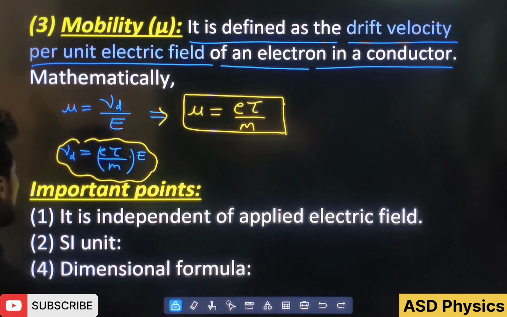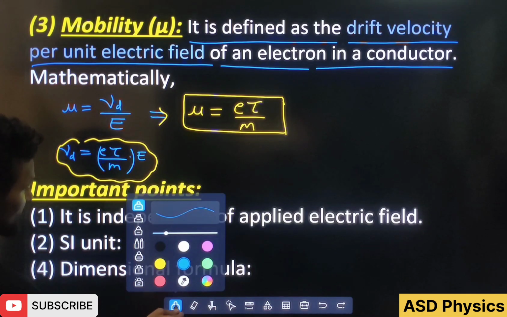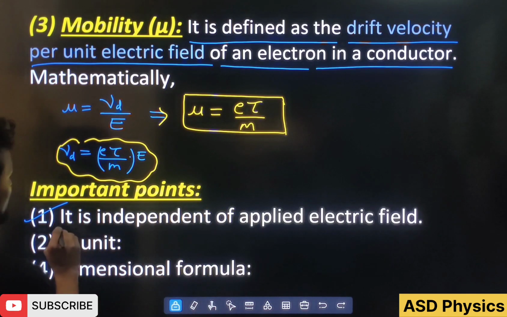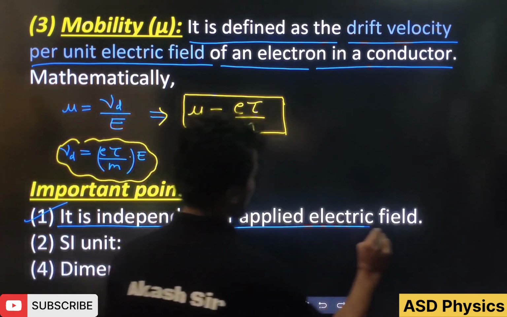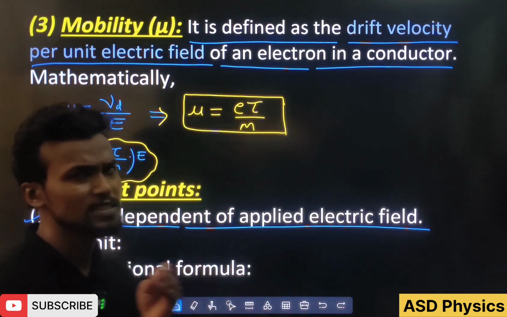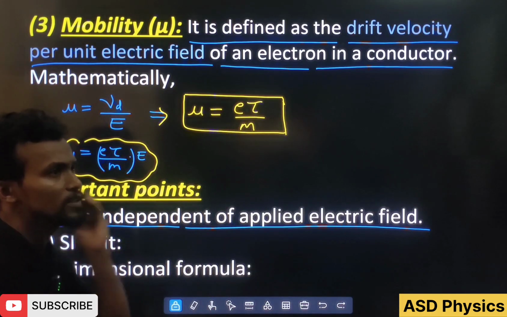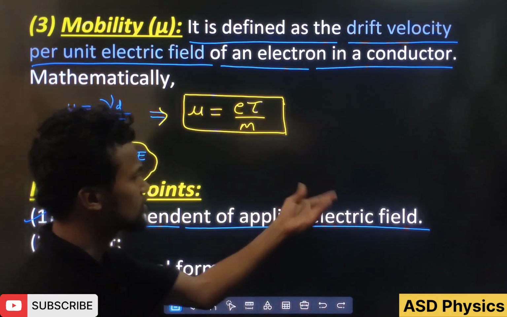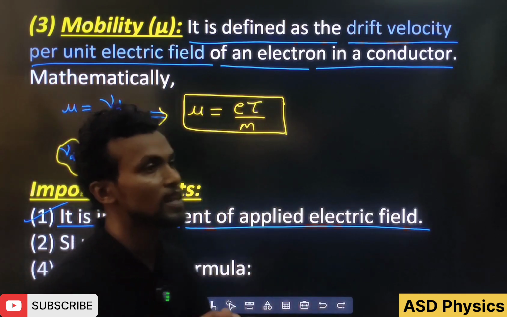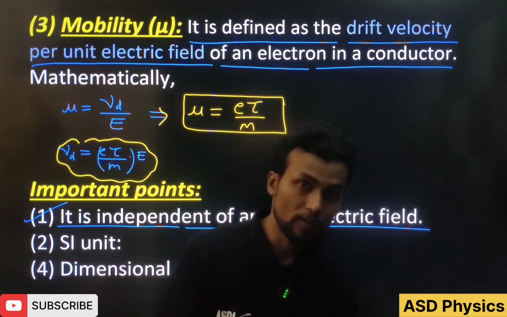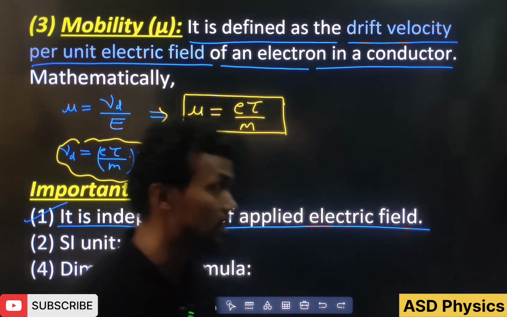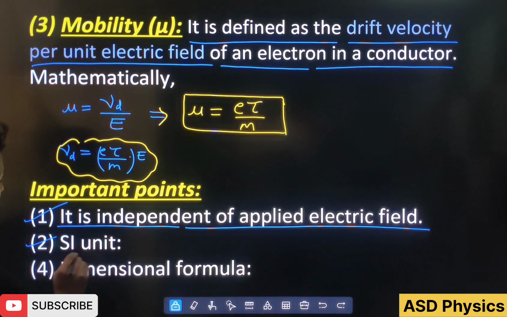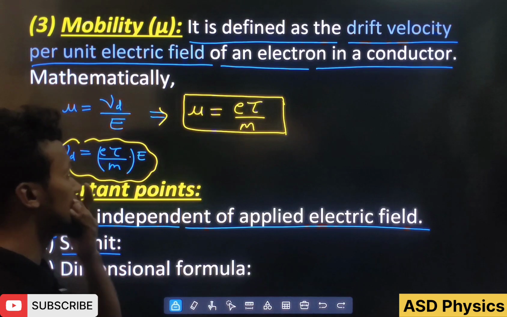Remember that. Now, students, some important points are there. First, mobility is independent of the applied electric field. It is the property of the carrier, maybe an electron. In semiconductors you will learn about holes, so whether it is the mobility of the electron or the mobility of the hole, it does not depend upon the electric field. Second one, the SI unit. So students, what is the SI unit?